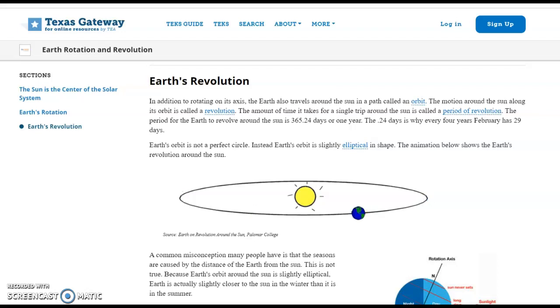Earth's orbit is not a perfect circle. Instead, Earth's orbit is slightly elliptical in shape. The animation below shows the Earth's revolution around the Sun.